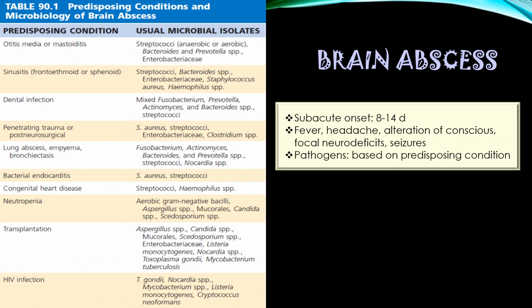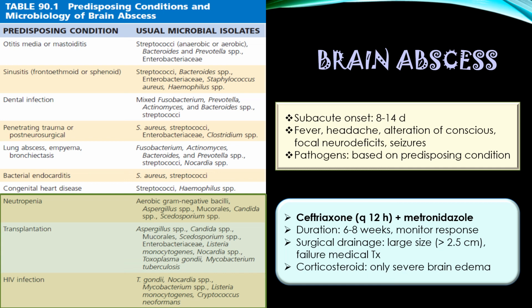About brain abscess, this may be a sequela of encephalitis. The patient has fever, headache, and focal neurological deficits based on the location of the abscess, and seizures. For pathogens, mostly we use the predisposing condition, like in this table. The most common are sinusitis and dental infection. In some specific hosts, such as HIV, toxoplasma or nocardia may be the unique pathogens that you should recognize.